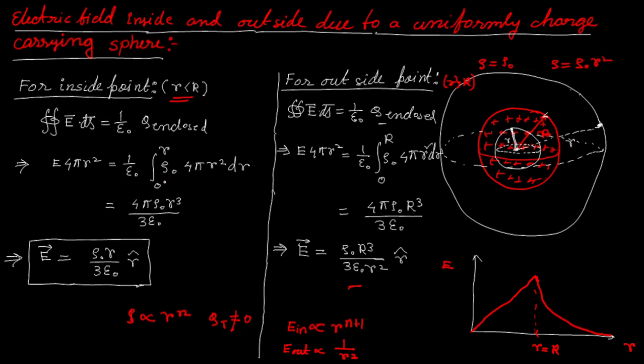You only have to replace this rho naught by whatever rho is given here, and then integrate with respect to r. Same here also, you have to replace this rho naught by the given charge distribution, and then integrate, and finally you get the electric field. So I hope you can do that.